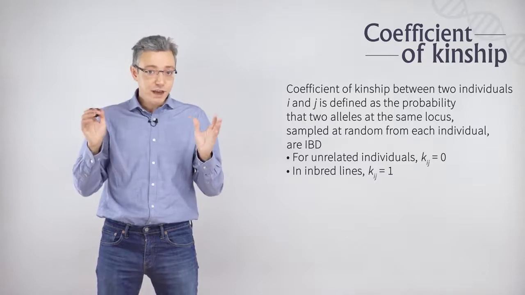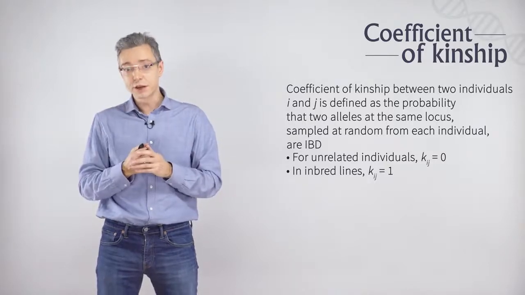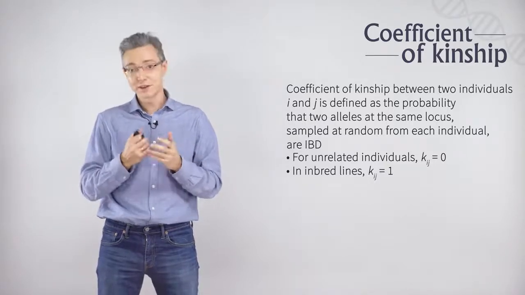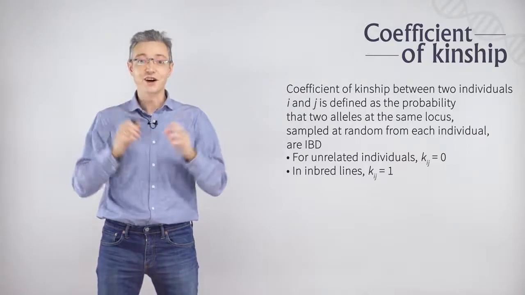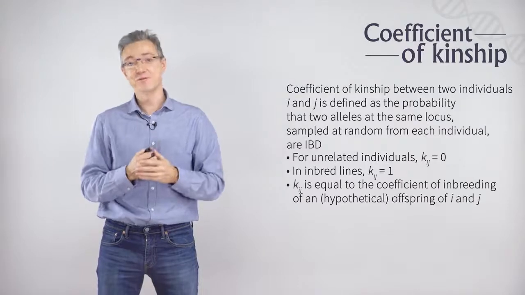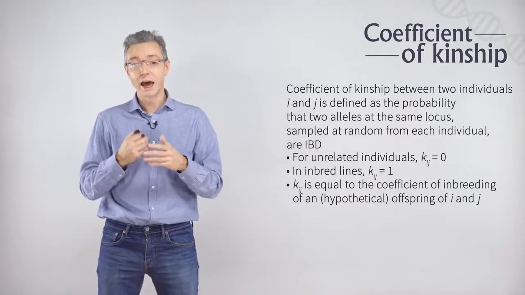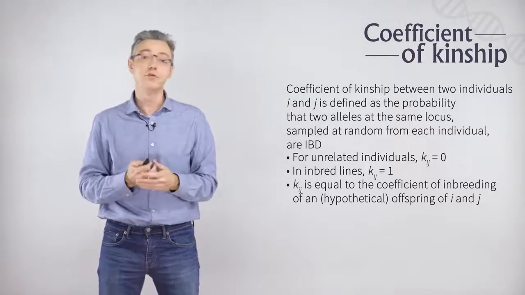There is a relation between the coefficient of kinship and the coefficient of inbreeding, and basically the coefficient of kinship between individuals I and J is the same as the coefficient of inbreeding for a hypothetical offspring of I and J.